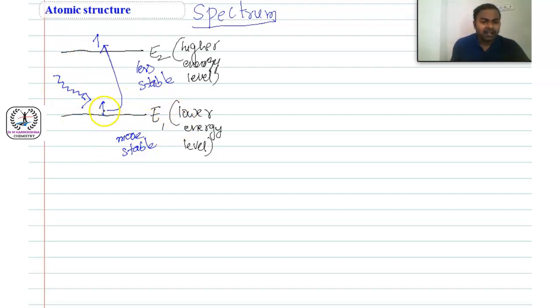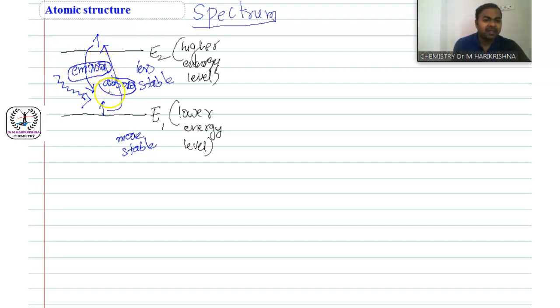So by absorbing energy, the electron present in the lower energy level goes to the higher energy level. In the higher energy level, this electron is less stable. Then it comes down again by releasing some amount of energy. So while going from E1 to E2, energy will be absorbed. By coming from E2 to E1, energy will be emitted. That means emission.